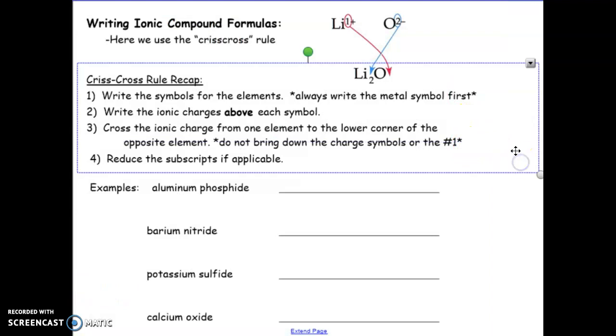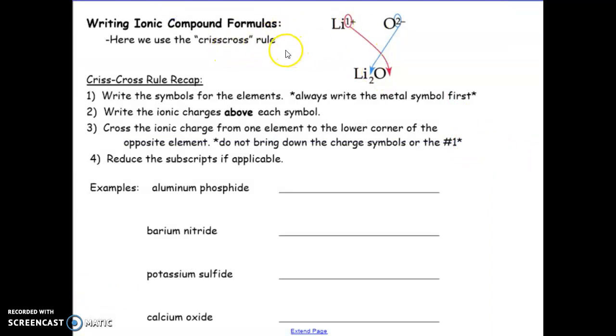Once you've established what the charge is, what we would then do is something called the crisscross rule. What that means is the charge that is on the metal, in this case we're doing lithium and oxygen, the +1 on lithium, because it's in group number 1, would cross down to the oxygen's subscript side. But remember, we never write in the number 1. Just by having the element symbol there, that represents that there is 1 atom of that particular element. The -2 that's on oxygen, because it's going to gain 2 from its 6 valence electrons, will crisscross down and become a subscript next to lithium.